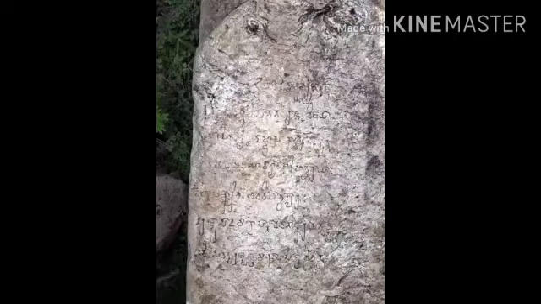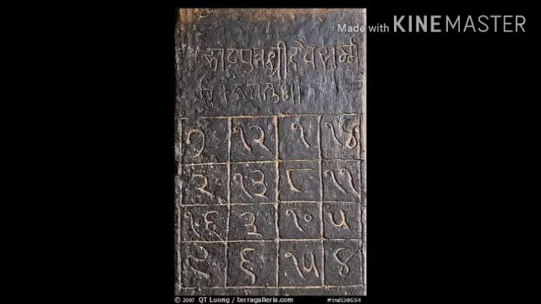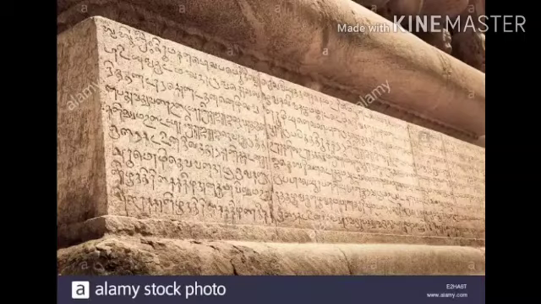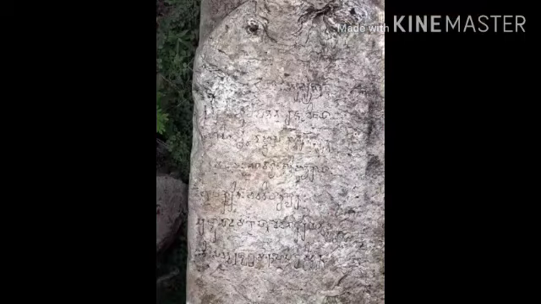Next is inscriptions. Inscriptions are writings carved on rocks, pillars, metal plates, clay tablets, walls of temples, houses, tombs, and so on. They provide a lot of information about the rulers, their reigns, their governance, the language used, and the literary skills of those times. Next, monuments.